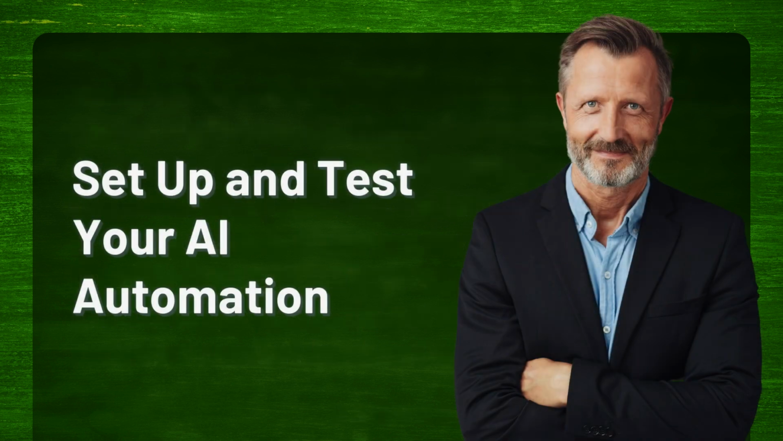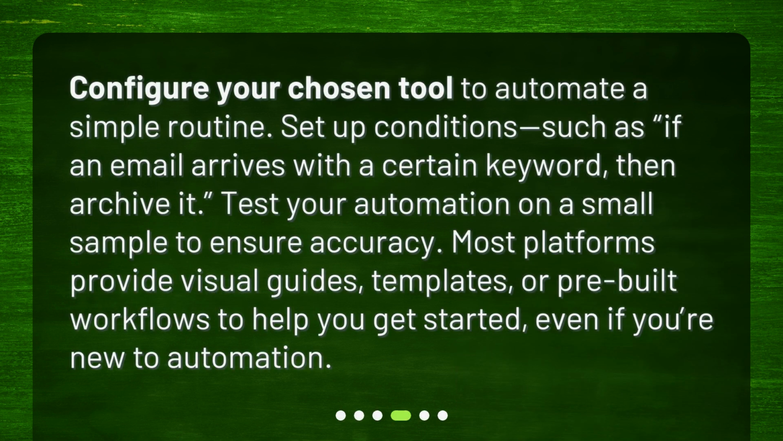Set up and test your AI automation. Configure your chosen tool to automate a simple routine. Set up conditions, such as if an email arrives with a certain keyword, then archive it. Test your automation on a small sample to ensure accuracy. Most platforms provide visual guides, templates, or pre-built workflows to help you get started, even if you're new to automation.